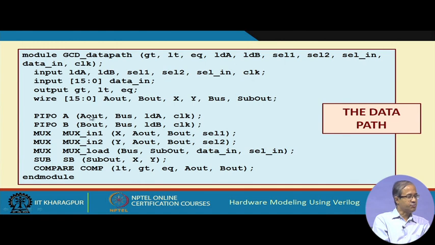Here A out is the output, bus is the input, load and clock are the control signals. Similarly, for PIPO B. For the multiplexer, X is the output, A out and B out are the inputs, and select 1 is the select. Similarly, for the second multiplexer. For the third multiplexer, bus is the output, sub out and data in are the inputs, and select in is the select. And there is a subtractor where sub out is the output, X and Y are the inputs, and there is a comparator finally, with less than, greater than, equal to as the outputs, and these are the 2 input numbers.